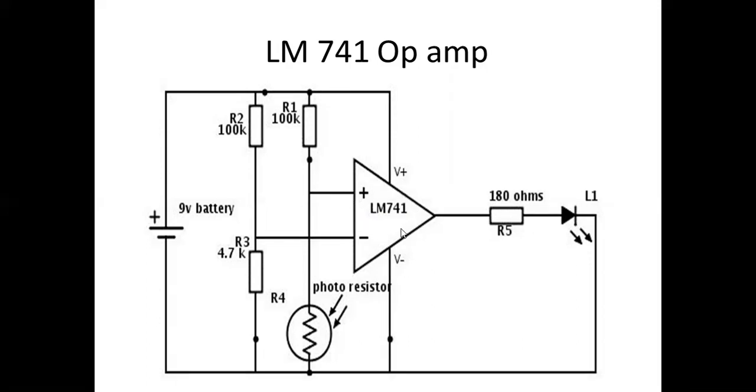Operational amplifier LM741 is connected to resistances R1, R2, R3 and R4. We can see resistance R4 is a photoresistor. Resistance of a photoresistor decreases whenever light falls on it. This circuit is powered by a 9 volts battery.